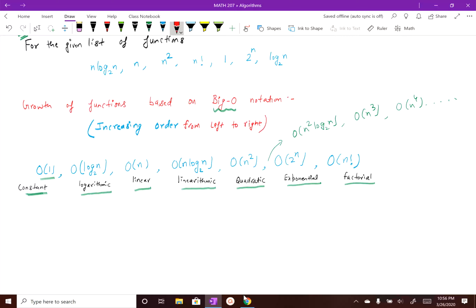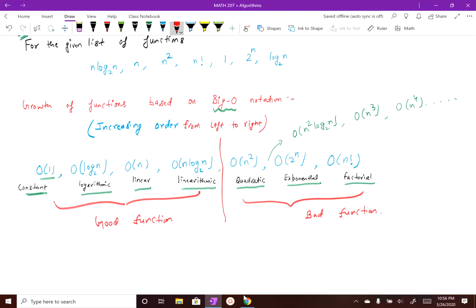Any function up to here, starting from a constant to linearithmic, is considered to be a good function in computer science because of its growth. Their growth is very slow. And any function after this big O of n log n is considered to be a bad class of function in computer science because of their growth.